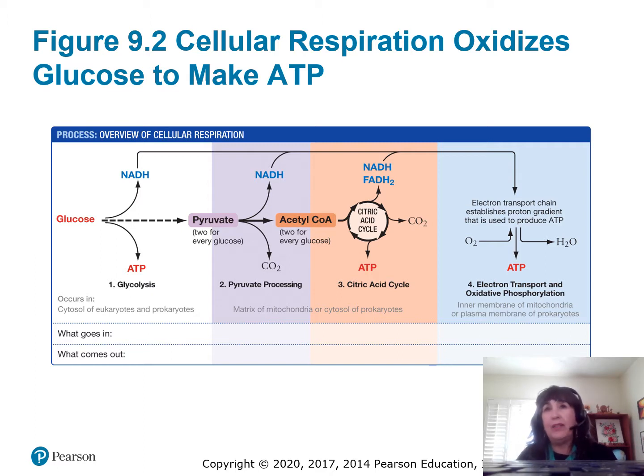Then all of those electrons, all of those carriers go to step 4. And step 4 is in the inner membrane of the mitochondria. Notice what goes in and what goes out. We know that electrons are going in, but notice that O2 is also going in. So what is being produced? Water and ATP. And most of the ATP is produced in step 4. I really love this diagram: what goes in, what goes out, and where is it all happening?